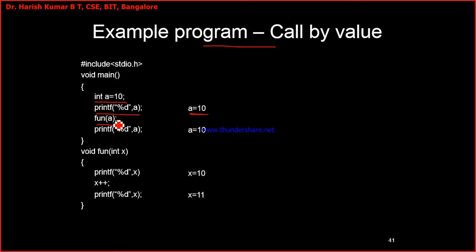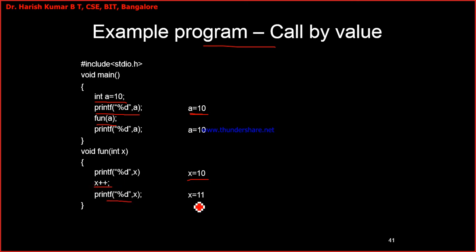So this is call by value. I am calling the function fun by passing the variable. Now it comes here. Now what happens? The value which is available at a, the actual parameter, gets copied to the formal parameter x. It is copied to x. Now I am printing x. Yes, no doubt x value is how much? 10. And then I am incrementing x.